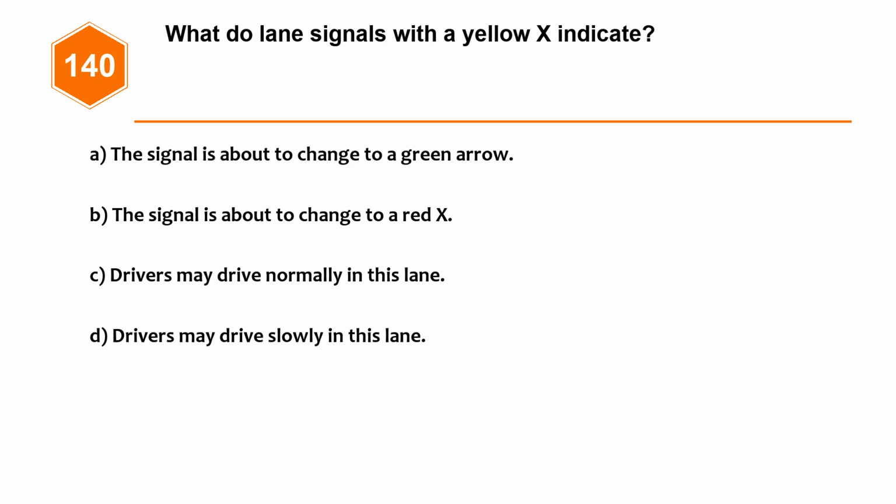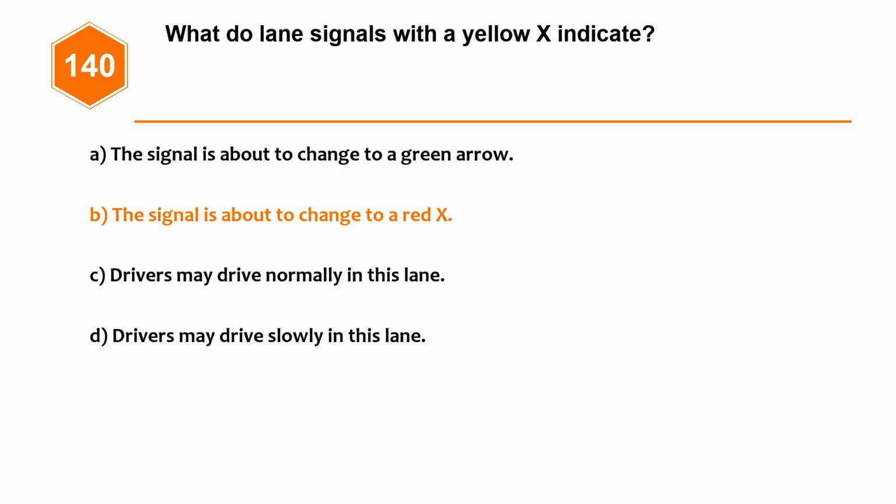Question 140. What do lane signals with a yellow X indicate? Option A. The signal is about to change to a green arrow. Option B. The signal is about to change to a red X. Option C. Drivers may drive normally in this lane. Option D. Drivers may drive slowly in this lane.